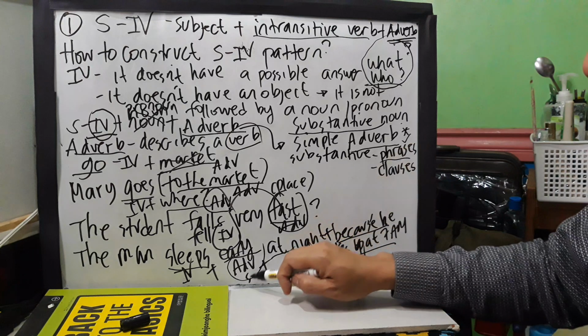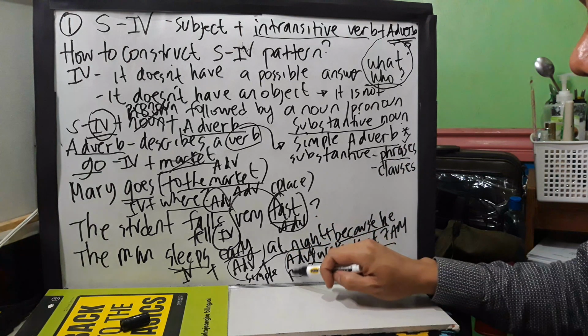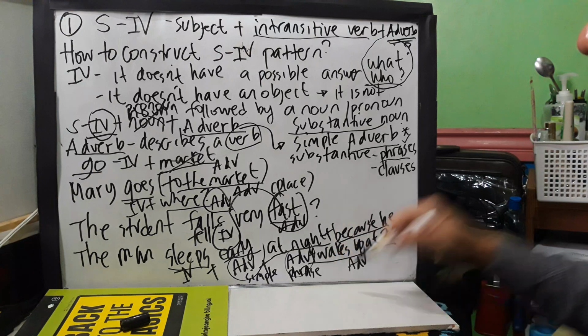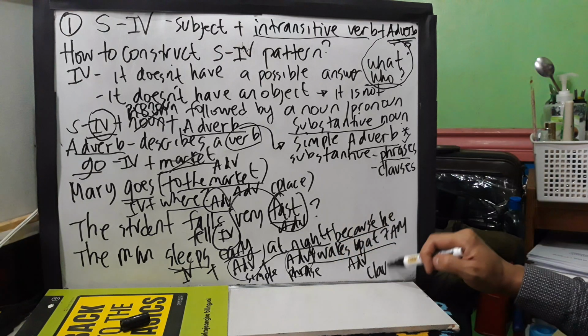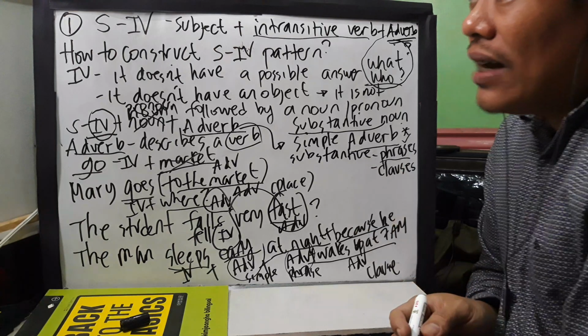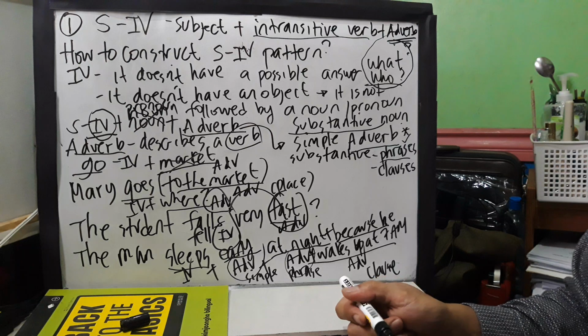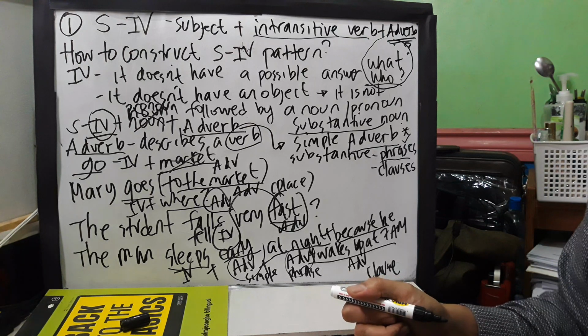So if you notice, guys, the intransitive verb is followed by adverb, adverb, and what? Adverb. It can be a simple adverb. It can be an adverb phrase. And it can be your what? Adverb clause. And this is, guys, how to make a sentence using the pattern subject plus intransitive verb.